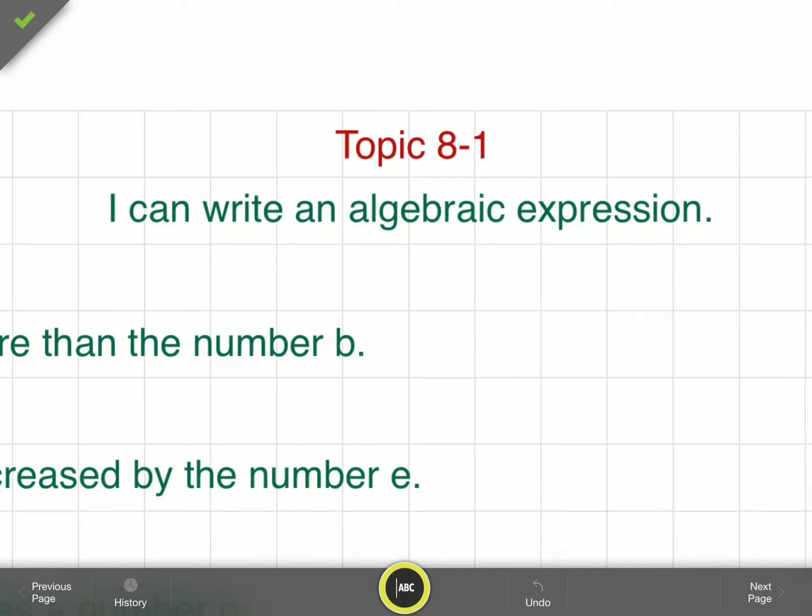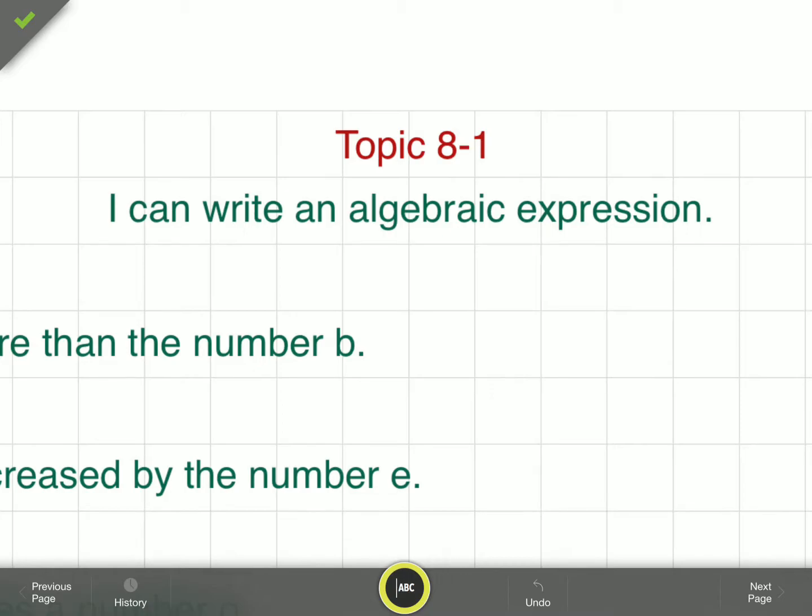Sometimes you're going to see phrases that tell you that you're going to do more than one operation. 5 less than 3 times an amount. The less than tells us that we're going to have subtraction, and the times tells us we're going to have multiplication. So 5 less than tells us that we are going to subtract 5. So we would then put 3x first and subtract 5 away from it.